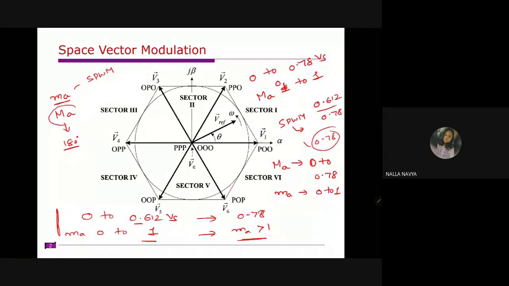Is it clear? Don't be confused; just neglect whatever you studied. MA can be defined in two ways: from the sine PWM technique, or from the 180-degree mode of operation. It is somewhat confusing, which is why we always follow the sine PWM definition, which is widely accepted. Clear?